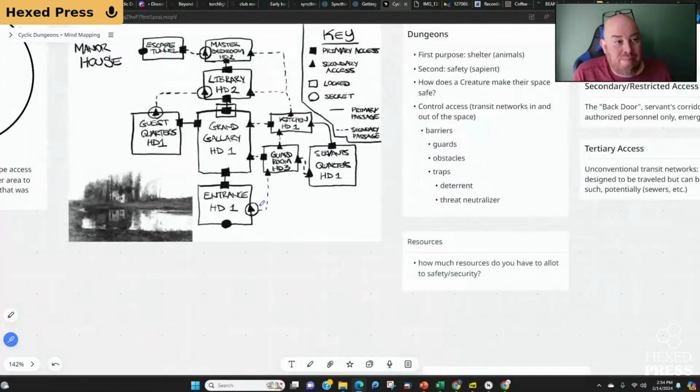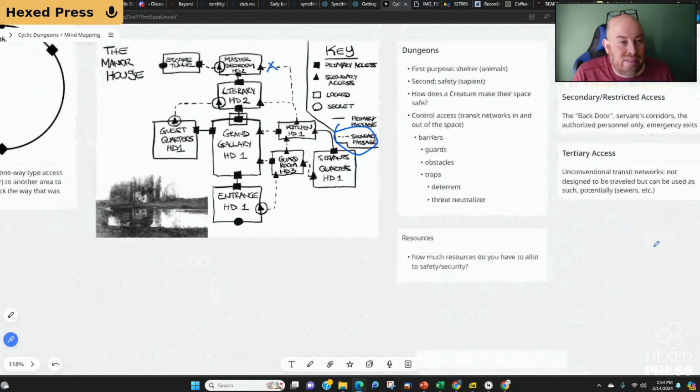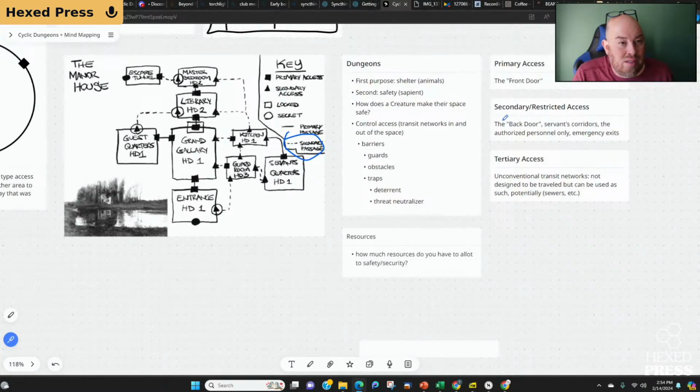But okay, putting a trap here, or maybe somewhere else where you're thinking to yourself, the people coming into this hallway now, remember we're in the restricted secondary access, secondary passage. We're now in the restricted area. In the restricted area, a trap makes a lot more sense because it's authorized personnel only. The amount of people walking down this corridor should never be very much.